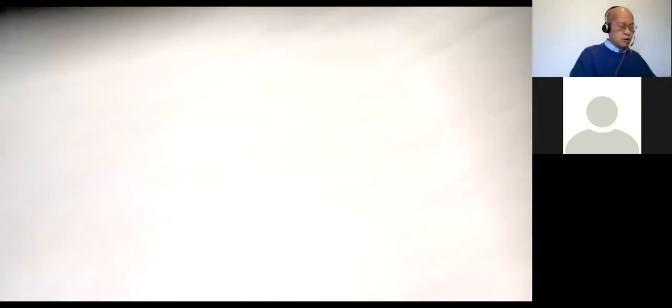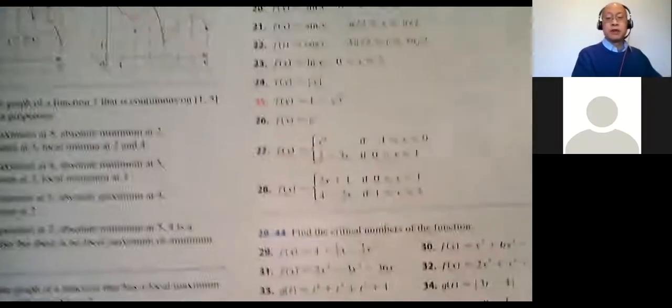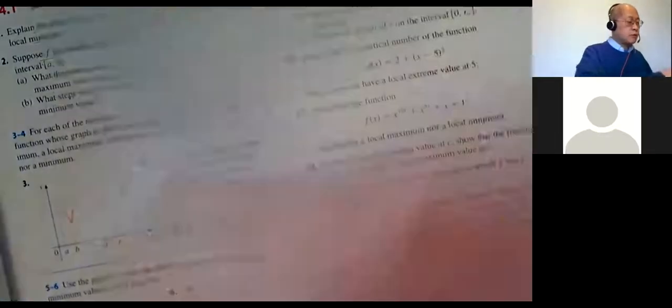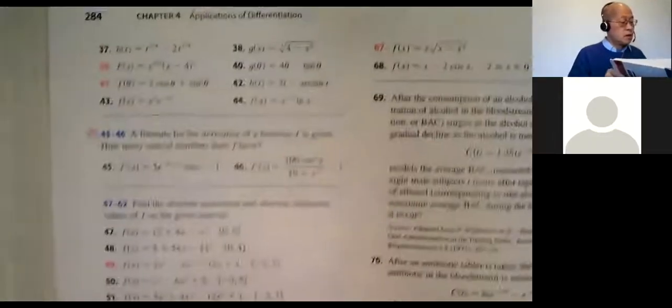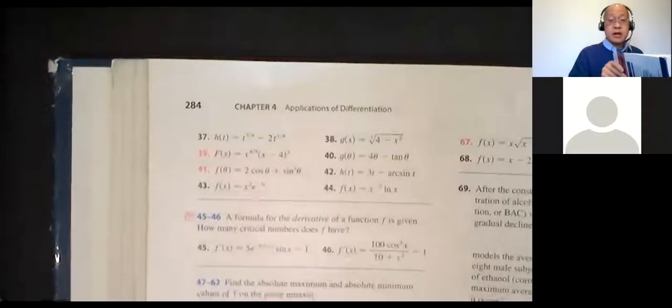I'm actually going to go back and do some more critical number problems because some of those were a little bit tougher. Some of you were asking for the hardest. So, find the critical numbers of the function. There were some more that were a little bit more difficult. Over here. So let me show you some of those.